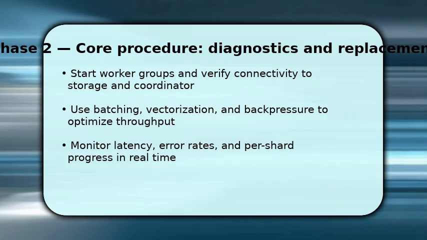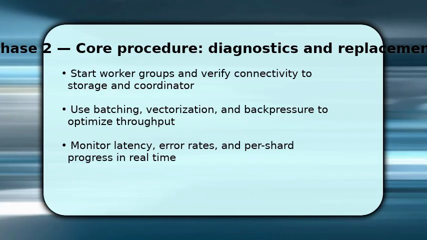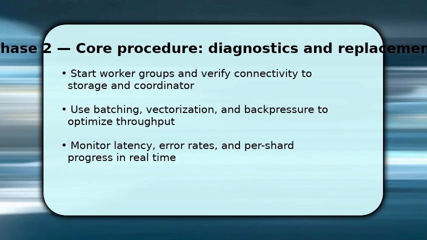Then adjust batch sizes and enable vectorized processing where supported, but watch for backpressure. Reduce concurrency if write queues build. Make sure to stream logs and metrics so you can correlate errors to specific shards. If a worker fails, restart only that worker to avoid reprocessing everything.